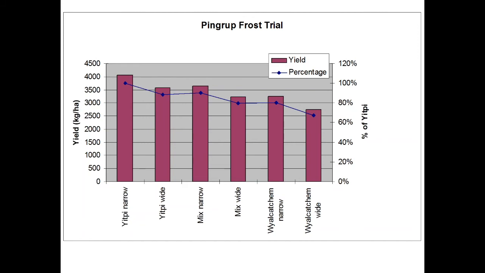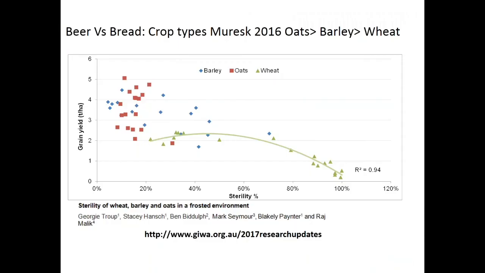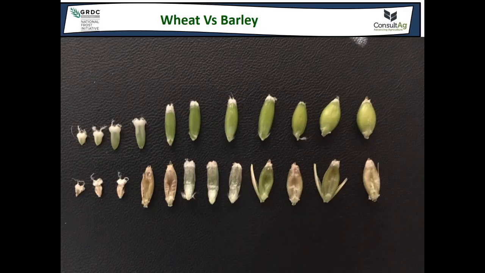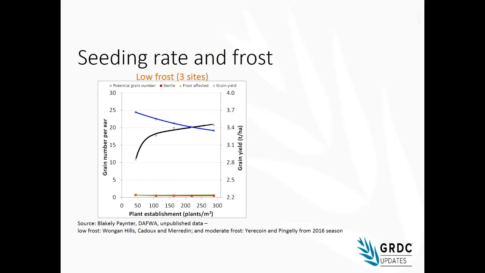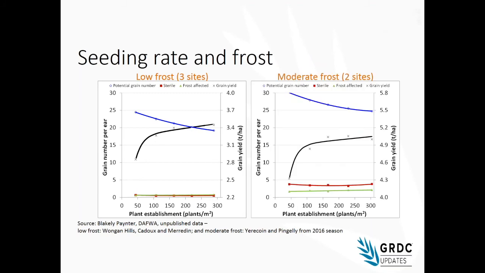I've got something recent, I might just skip through to it given the lack of time. Blakely Painter has done some good research on barley, canopy and seed rate. He went through a lot of his agronomy trials last year and found that in barley, increasing seed rate... The first chart is a low frost affected site, with the black line being potential yield, blue being number of grains per head. And the two lines at the bottom are frost sterility, so effectively flower frost in barley, and then grain damage.